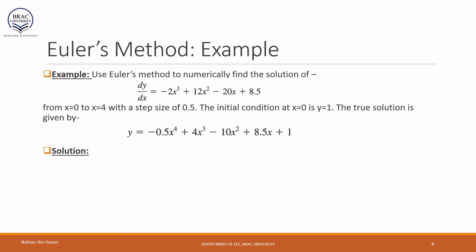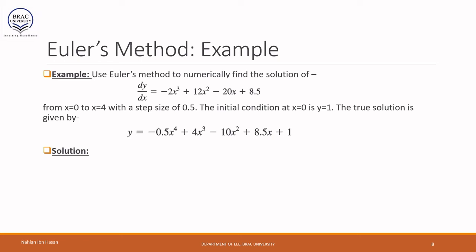Okay, now we are given the data range. That means we are going to find out the value of y from x equal to 0 to x equal to 4 with a step size of 0.5. That means h is equal to 0.5, and we are given the initial condition, which is at x equal to 0 the value of y is 1.